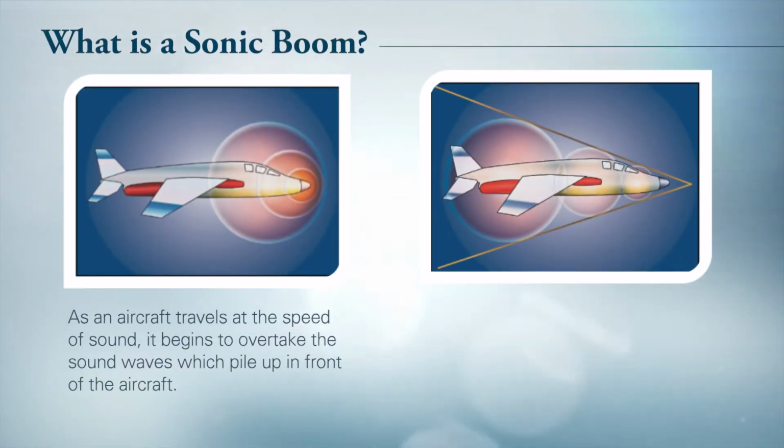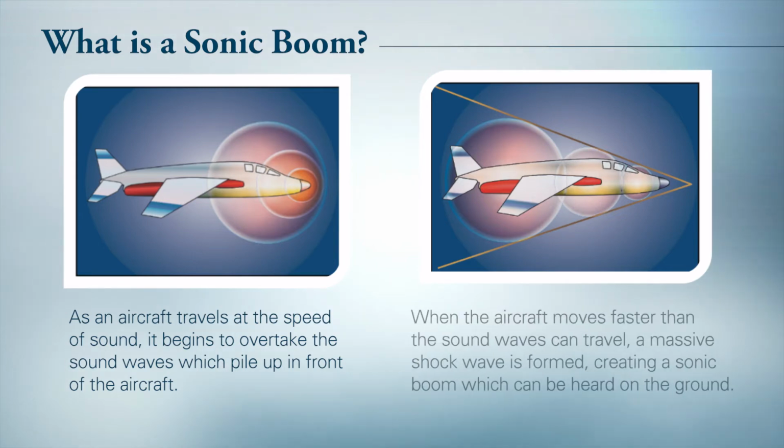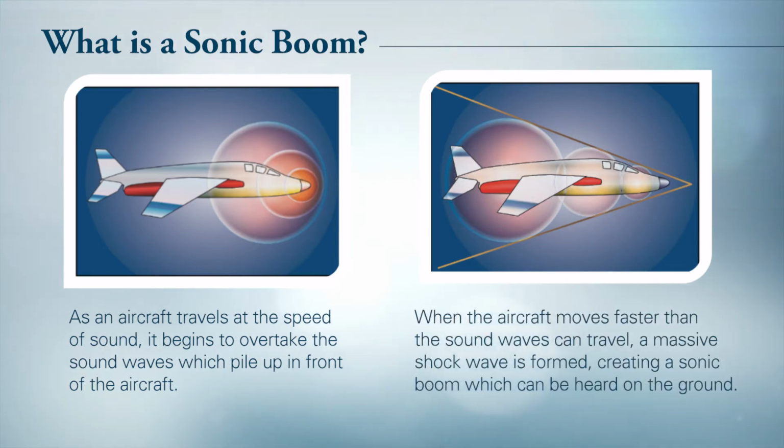As an aircraft travels at the speed of sound, it begins to overtake the sound waves which pile up in front of the aircraft. And when that aircraft moves faster than the sound waves can travel, a shock wave is formed, creating a sonic boom which can be heard on the ground. That sonic boom is a loud thunder-like noise heard by the person on the ground when an aircraft flies overhead at supersonic speed. Air reacts like a fluid to supersonic objects, and as objects travel through the air, molecules are pushed aside with great force.